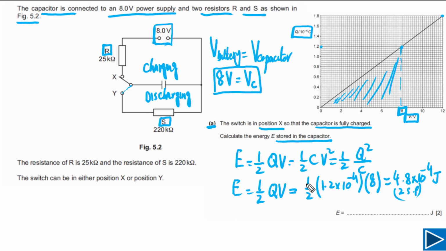This question has 2 marks. You will get the first mark if you have used this formula or written area under graph. That is the C mark. And the final mark is the answer mark. If you have got the right answer, you will get the answer mark. The tricky point, the most important point: you need to understand that when the capacitor is fully charged, the potential difference across the capacitor is equal to the potential difference across the terminals of the power supply. Very important.